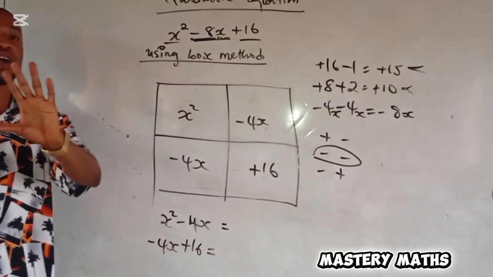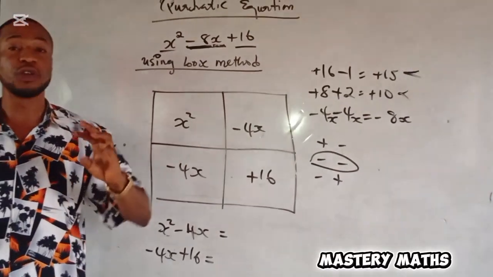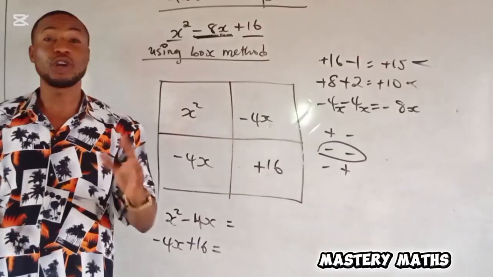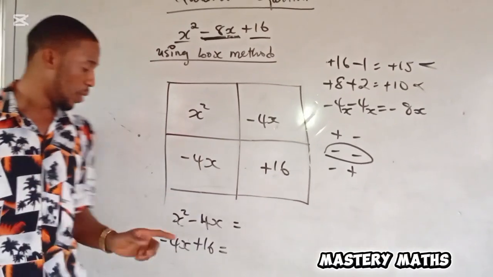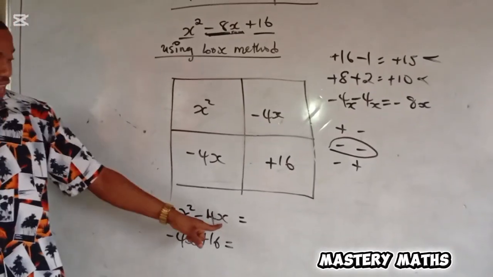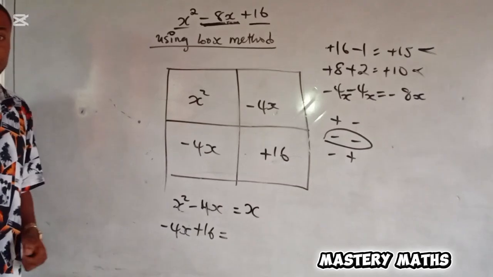You see it? A common factor appears in three different forms. There's a common factor that appears as only a variable. There's a common factor that appears as a coefficient. There's a common factor that has both variable and coefficient together. So the common factor here is x, because x is here and x is here.